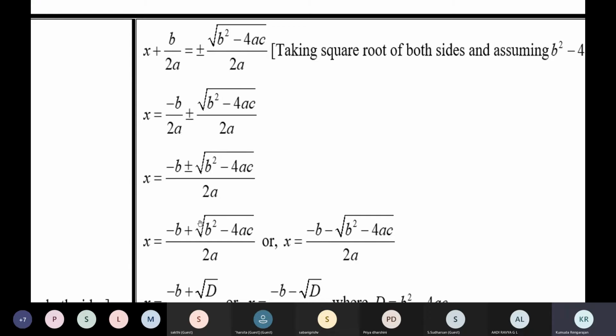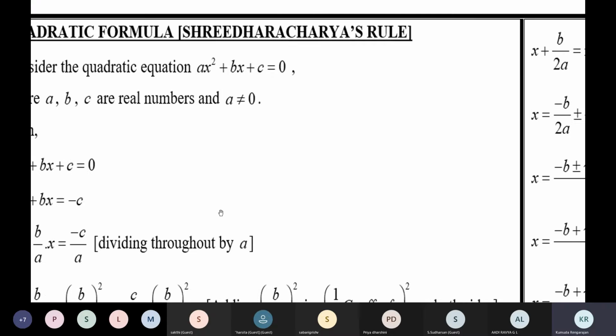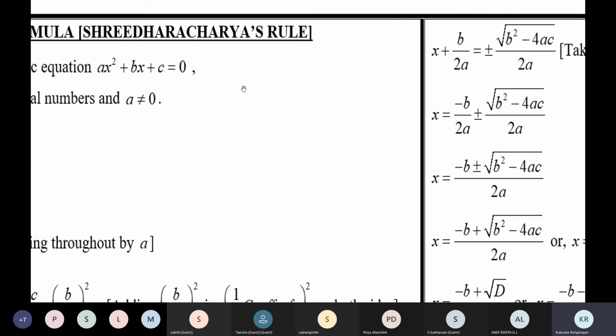Now we call b square minus 4ac the discriminant. This is the quadratic formula: x is equal to minus b plus or minus root of b square minus 4ac by 2a. You can see that the formula is in terms of a, b, and c. Who are a, b, and c? The coefficient of x squared, the coefficient of x, and the constant. The quadratic formula is in terms of the coefficient of x squared, the coefficient of x, and the constant.